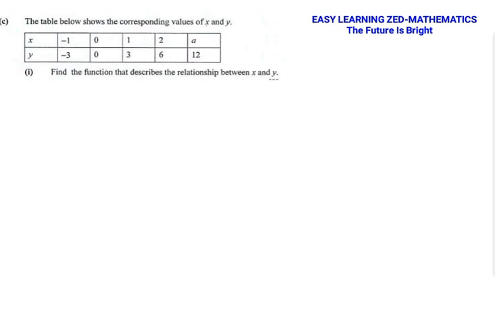Question 2 says the table below shows the corresponding values of x and y. This is the table, where x has elements negative 1, 0, 1, 2, and a at the end. Then y has elements negative 3, 0, 3, 6, 12. The question is, find the function that describes the relationship between x and y. We're asked to find the function, not the formula, but the function.